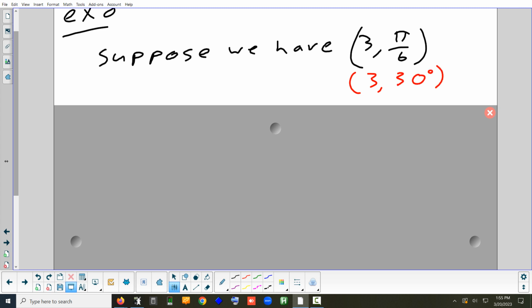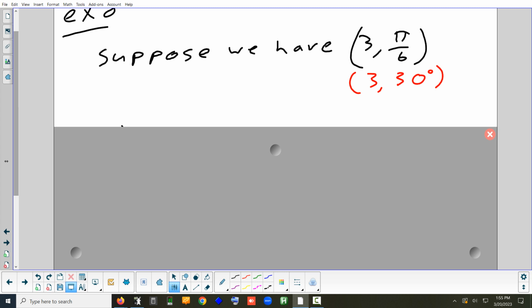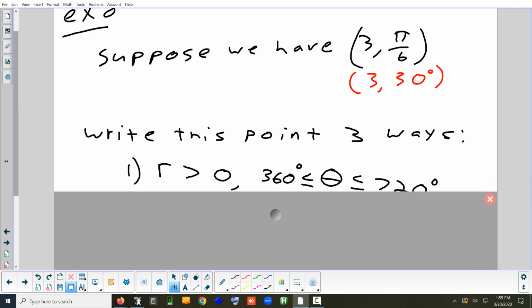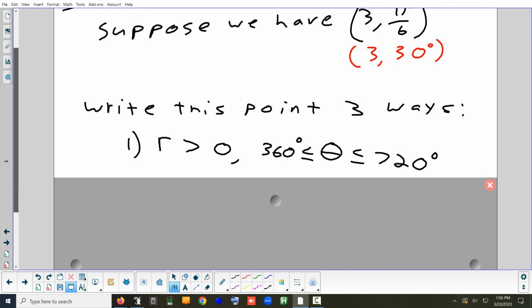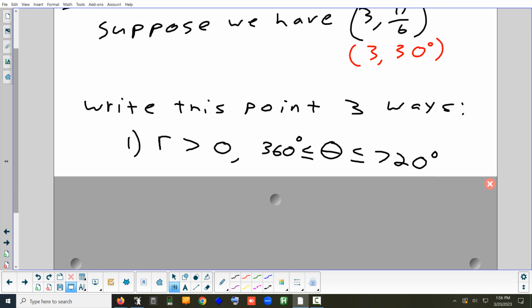Okay, so what do I want you to do with that point? I want you to write this point different ways. We just practiced that a couple problems ago. First way I want you to try to write it is with a positive radius, but I want an angle between 360 and 720. So think about what you could add to the angle to make yourself go around an extra time. That's what this is getting at. We're going around an extra time.